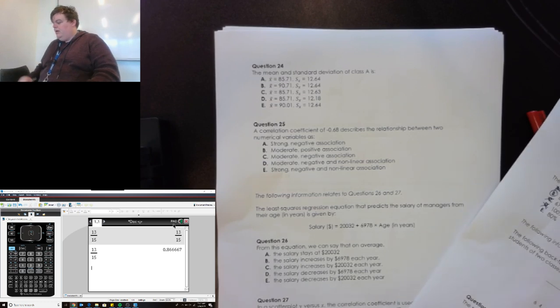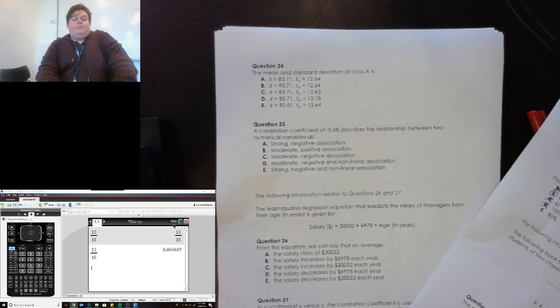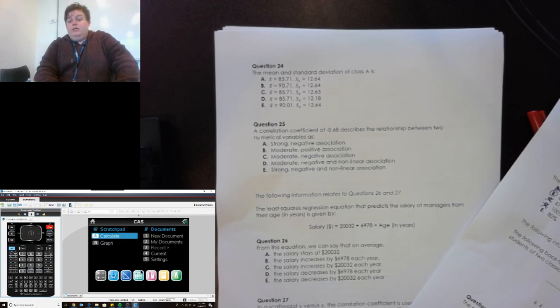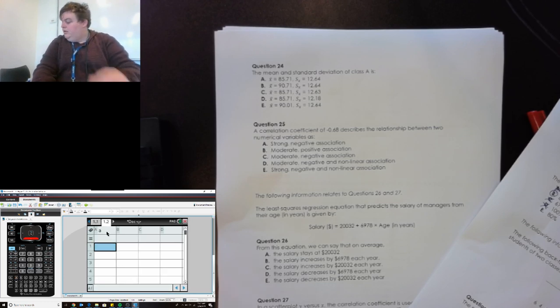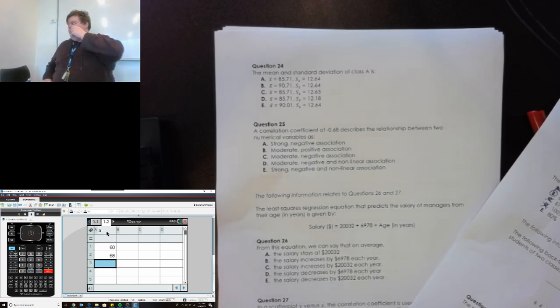All right. So it says the mean and standard deviation of Class A are. All right. So if I want to find that, I'll need to put it into my lists and spreadsheets. Class A, I'm just going to enter this value in quickly. So if you're watching at home, take this opportunity to have a drink or get some food or whatever, because this will take me a minute just to enter in all this data.